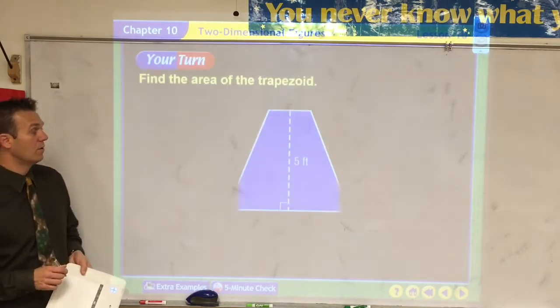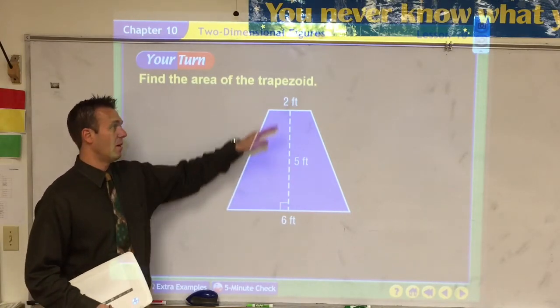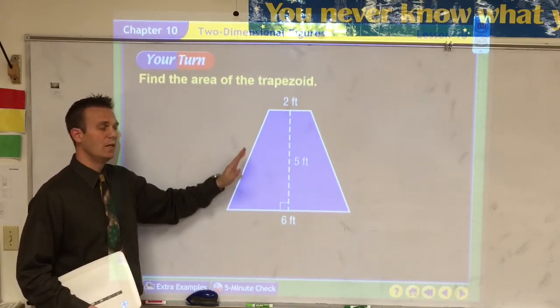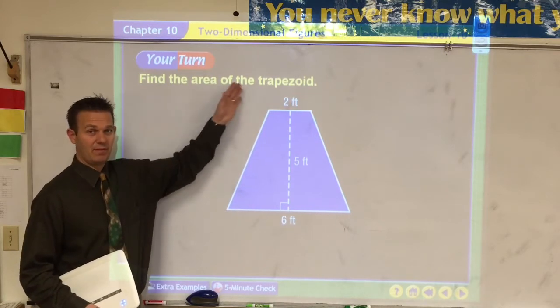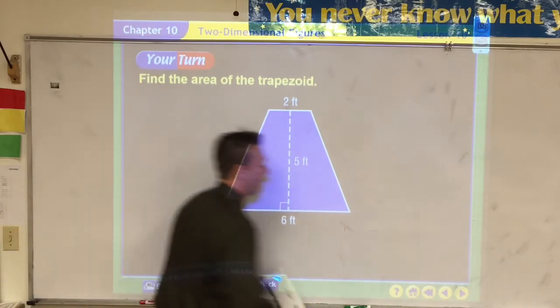And now it's your turn. Go ahead and see if you can find this. Remember, the bottom one I always call the B, the top one the A. Doesn't matter which one is which, but I just like to do it B for bottom, A is the other one, and then your height would be 5. And again, here's the way that formula looks.